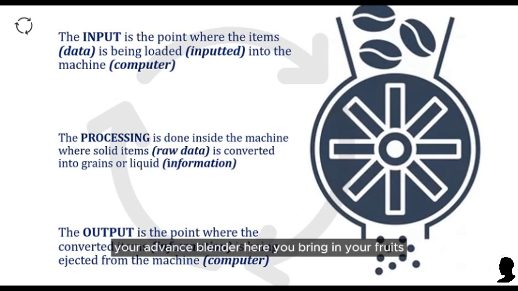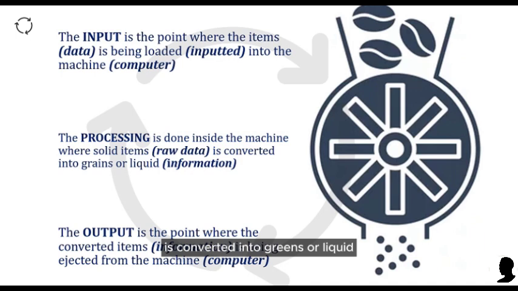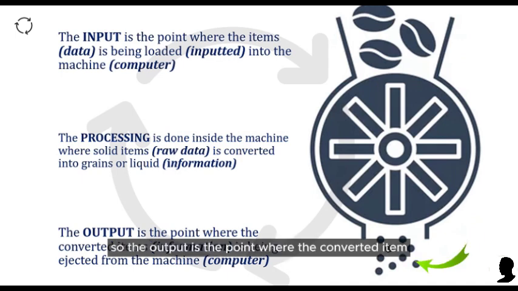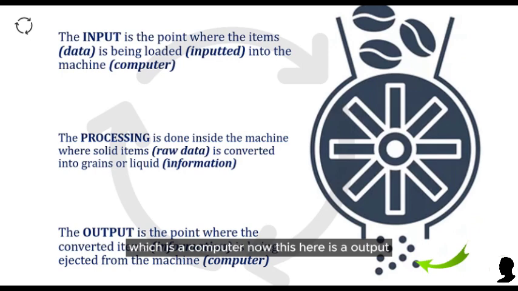You bring in your fruits, different kinds of fruits, into this point, and then the processing is done inside the machine, where the solid items, which is the raw data, is converted into grains or liquid, which is the information now. So here is where the input is. Here is where the processing happens, where the raw data is being converted into information. Your fruit is being converted into juice, and then the chaff is also being taken out. So the output is the point where the converted item, which is the information here, is being ejected from the machine, which is the computer. Now this here is the output.